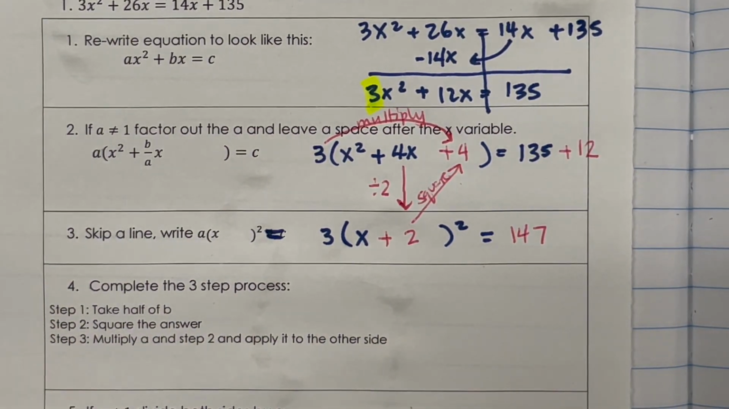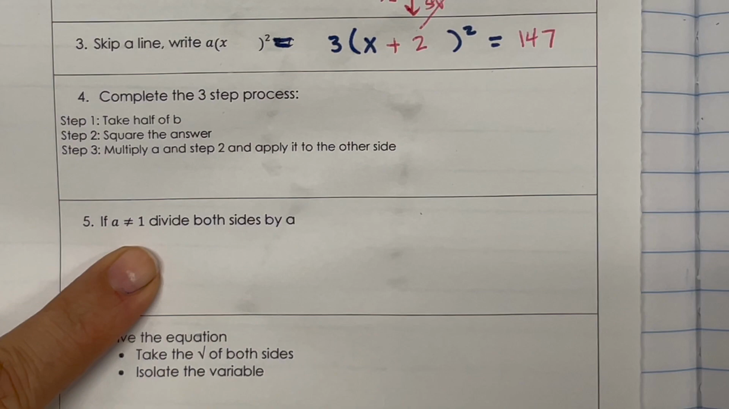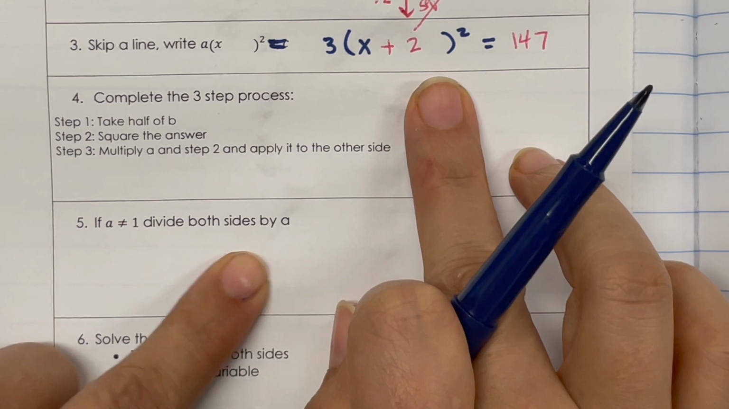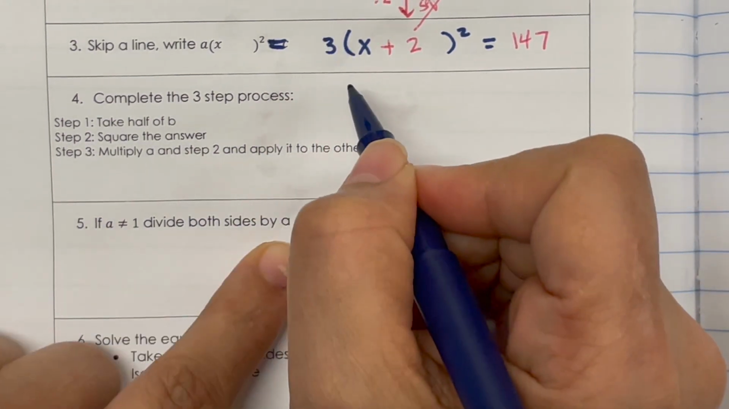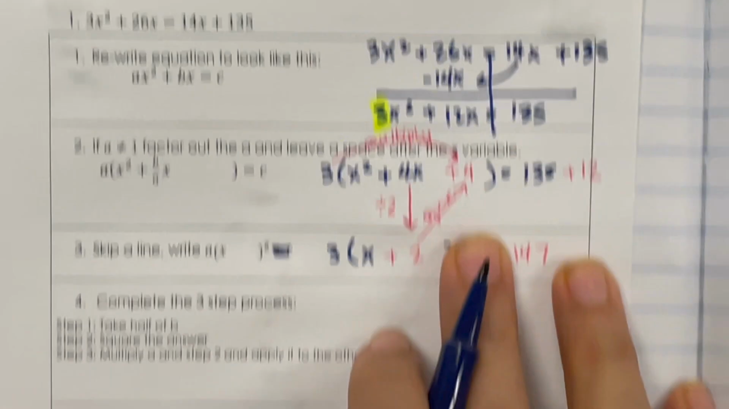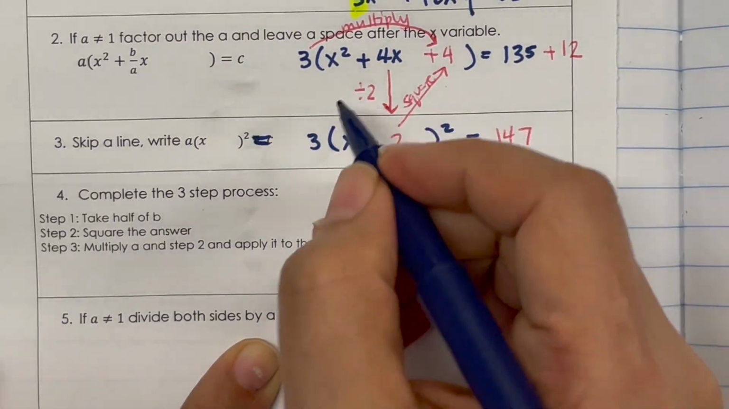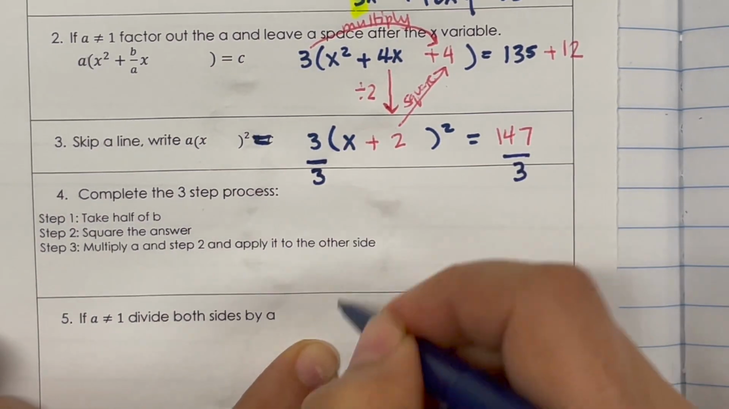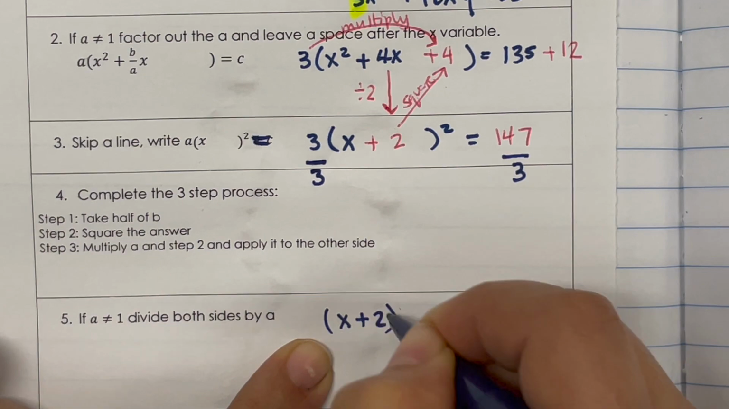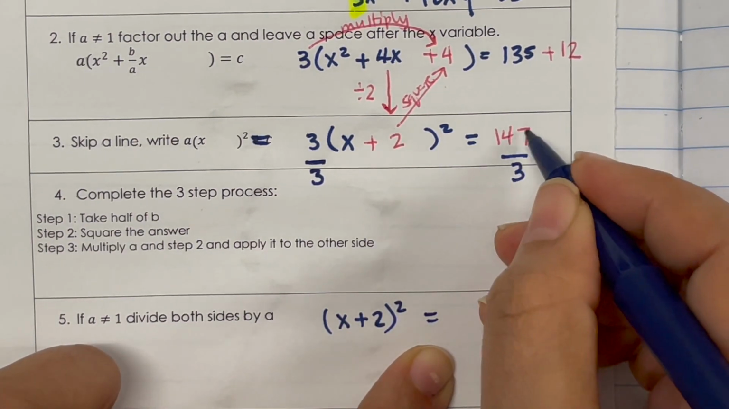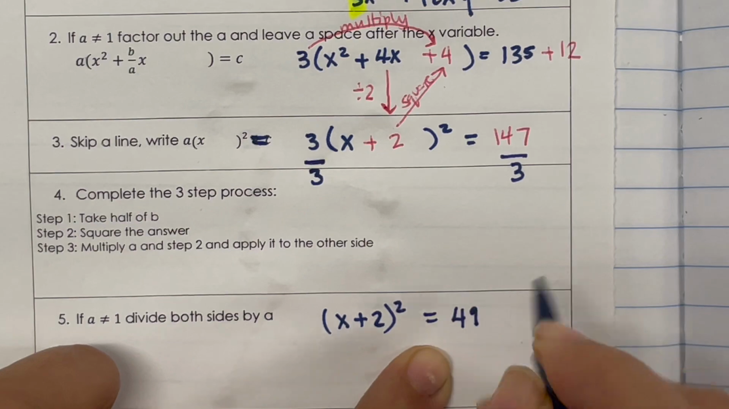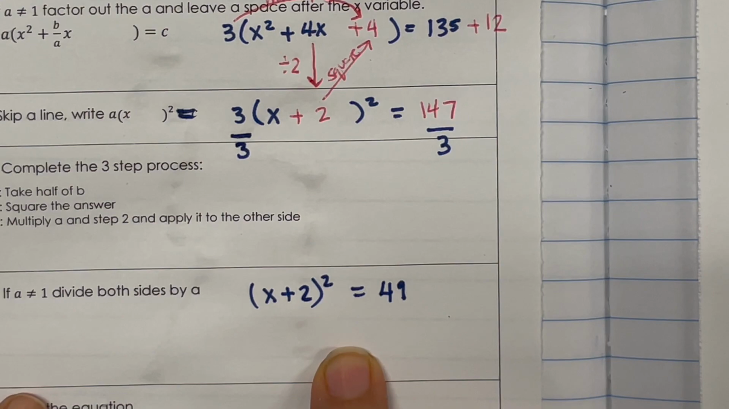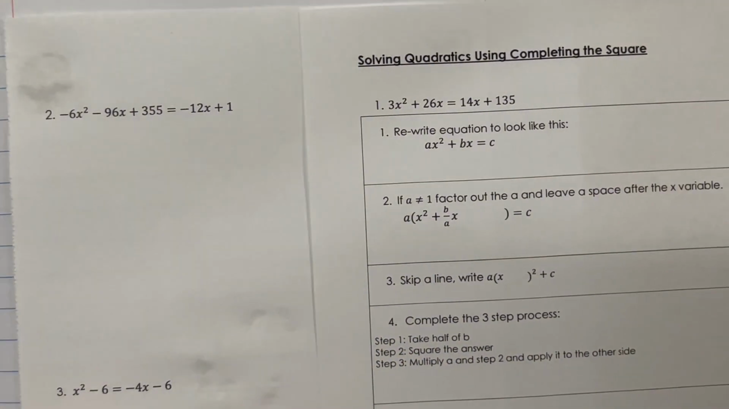Then the final step, which is step 5: if a was not equal to 1, which it wasn't, it was equal to 3, you're going to divide both sides by 3, or by a, whatever your a is. This is a listening check. Put a box around complete the 3-step process. So that gives me x plus 2 squared equals 147 divided by 3, which is 49. And that's it. That's how you complete the square. We're going to talk about how to solve it in the next video, but that's all you have to do.